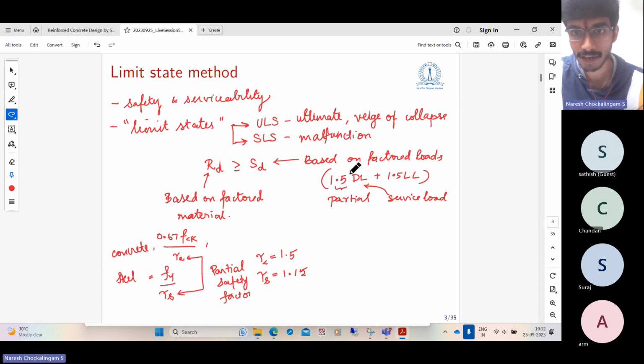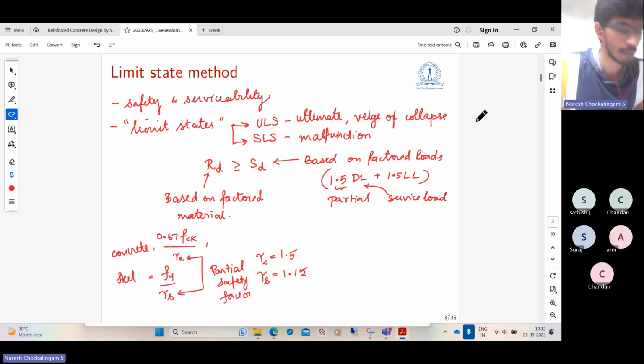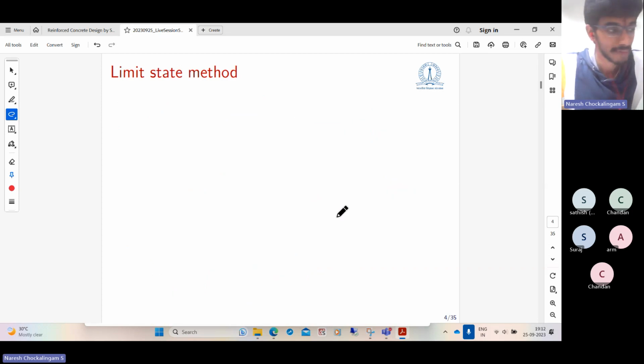These account not only for accidental overloading, but also for inaccuracies in analysis and design. We make various assumptions while analyzing the structure. Those can have some errors, and those errors are also accounted for by factoring the load by a number greater than one. So this is all basic introductory stuff.